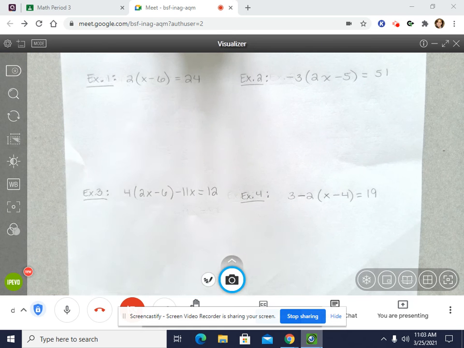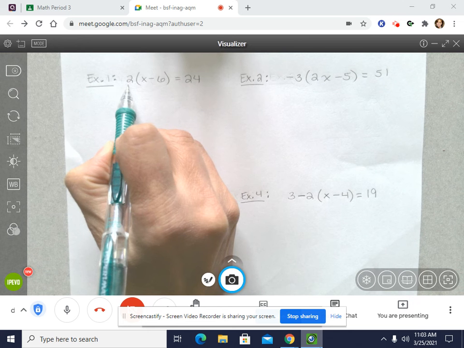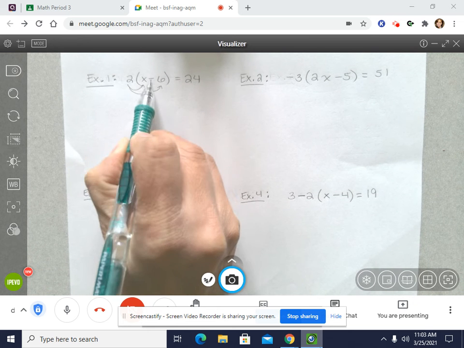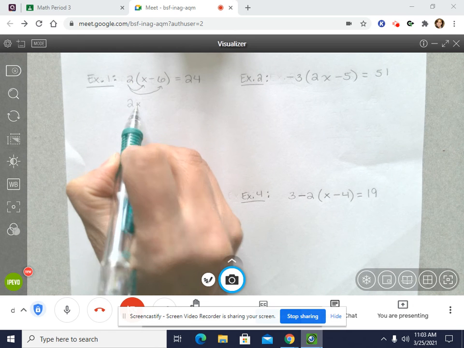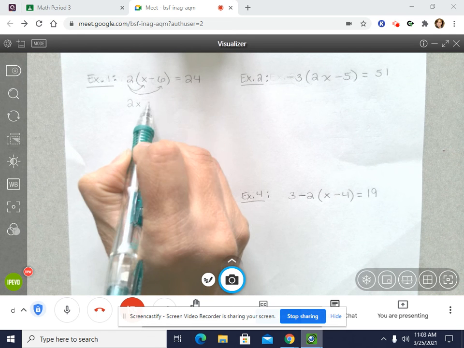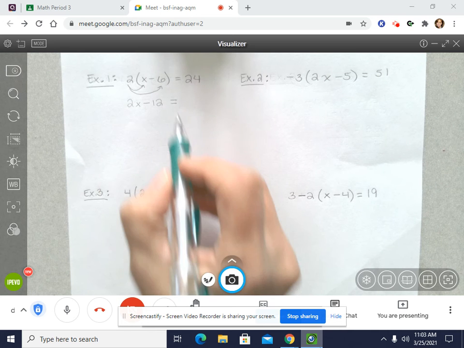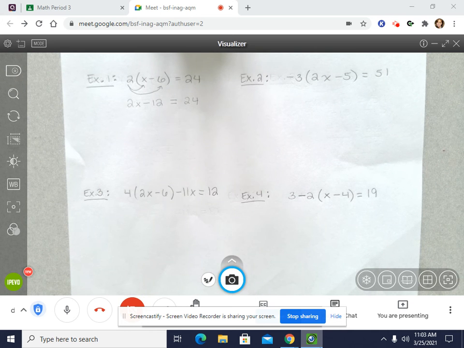Example 1. Notice the 2 is in front of the parentheses. So we're going to distribute the 2 to the x and to the negative 6. 2 times x is 2x. 2 times negative 6 is negative 12. So we write that as minus 12. Now I bring down my equals. I bring down my 24.